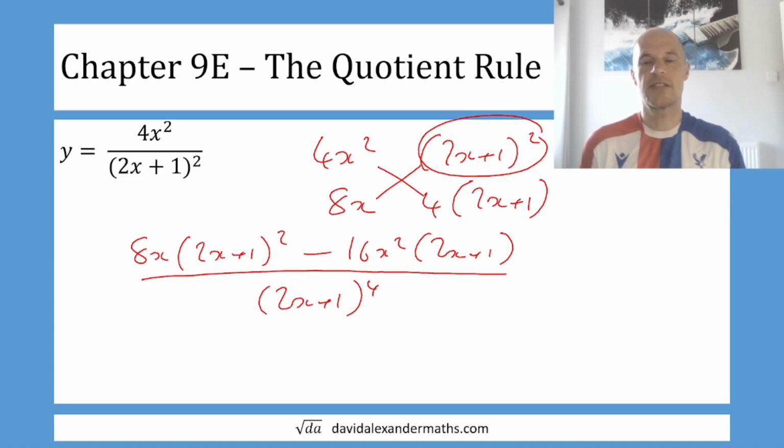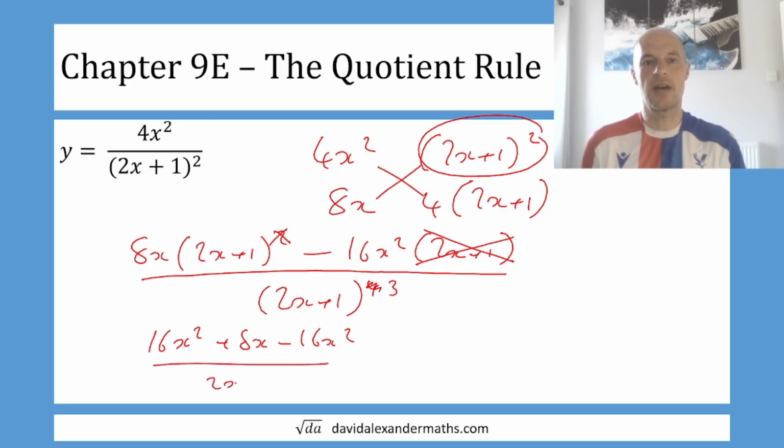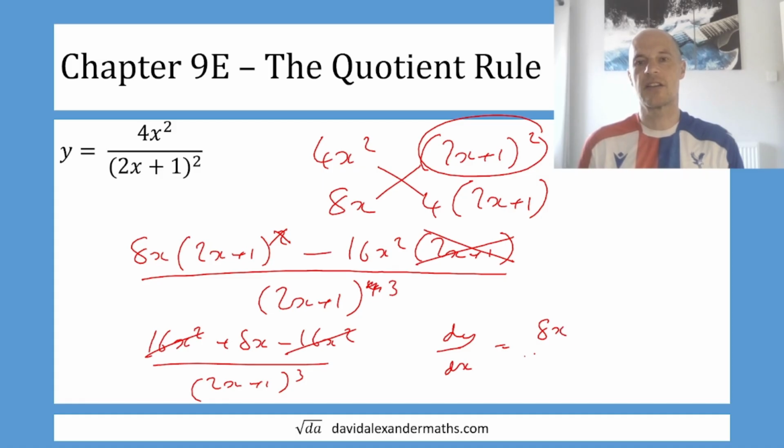Now I can divide each part by a 2x plus 1, so take out a 2x plus 1 there, reduce the 2 to a 1 and reduce the 4 to a 3. And we can also expand the top, so that's going to be 16x squared plus 8x minus 16x squared all over 2x plus 1 cubed. So therefore our derivative is, the 16x squareds cancel out, that's simply 8x over 2x plus 1 cubed.